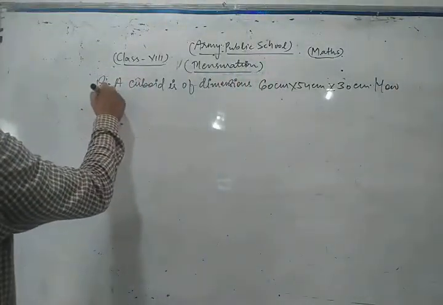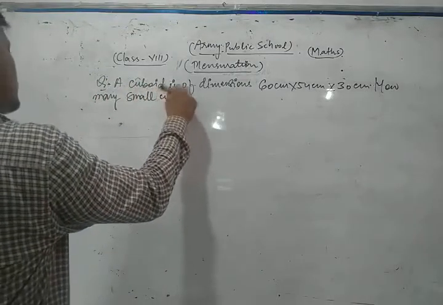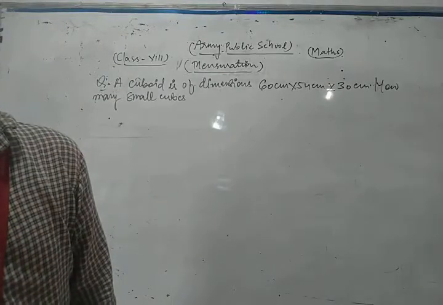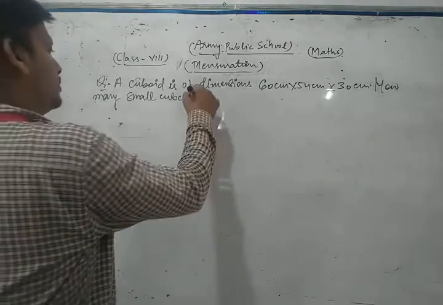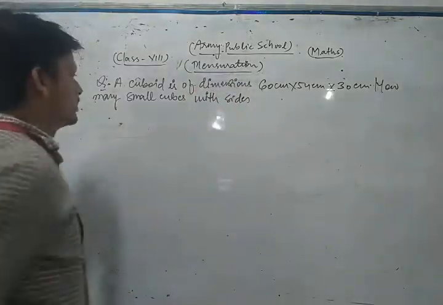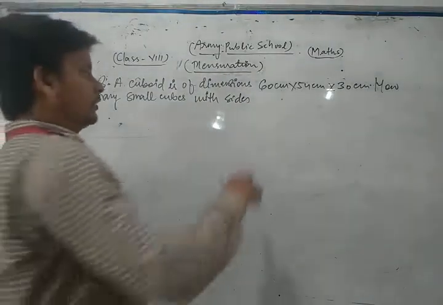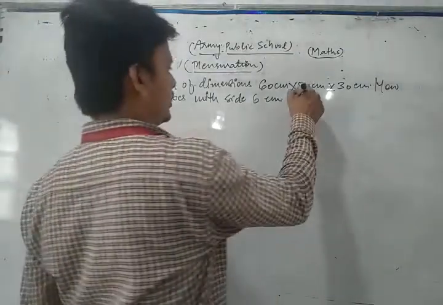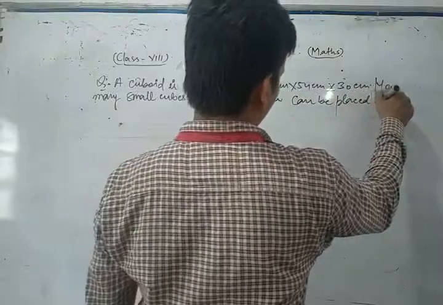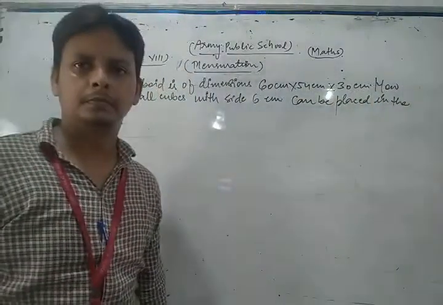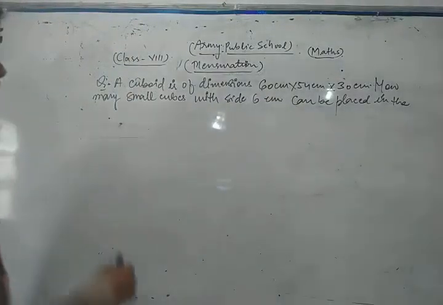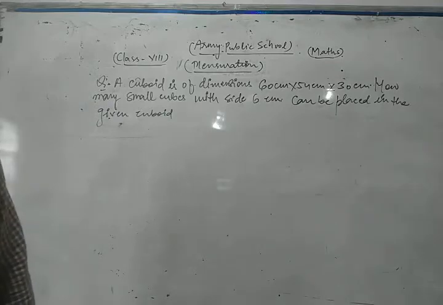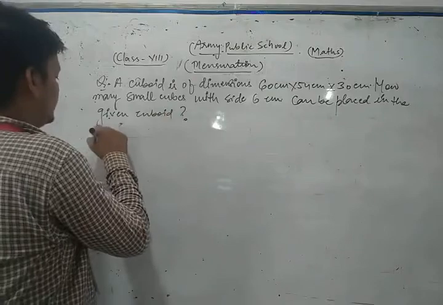How many small cubes with sides 6 centimeter can be placed in the given cuboid. Now let's see its solution.